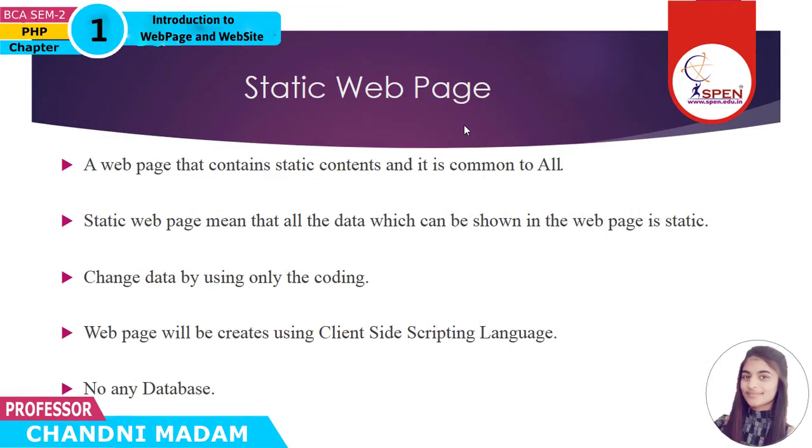So first is static web page. Static web page means that all the data shown in the web page is static. Here static means not changeable. We can change any data of a static web page only by using coding. With some knowledge about coding, a user can change any information very easily.